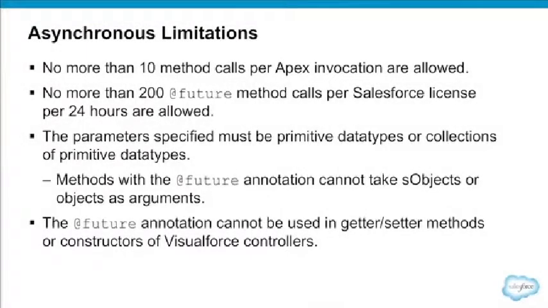Methods with the future annotation cannot take sObjects, or for that matter, any type of object as arguments. What you're limited to are primitives or lists of primitives. Okay? If you're writing asynchronous Apex and you use this future annotation, you're probably going to end up passing record IDs, and then within your asynchronous Apex, doing a database call to reconstitute those records based on their IDs. But at the end of the day, you can only pass primitives or lists of primitives over to your asynchronous Apex.